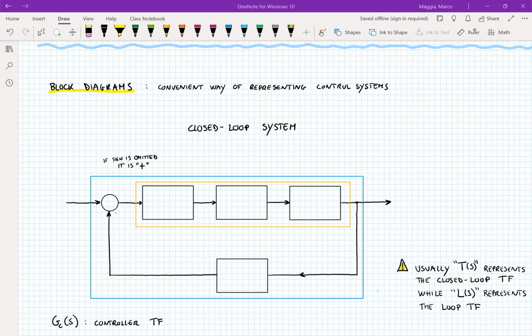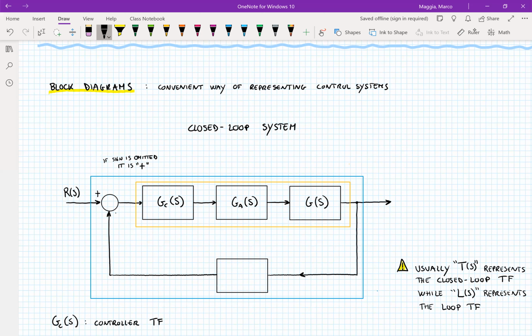So let's take a look here at this closed loop system. We have the most general way of representing the closed loop system, giving an input. So this will feed the sum junction with the plus, and then going to the right, we're going to find the controller, whose transfer function is GC of S. Then we have the actuator, whose transfer function is GA of S, and then finally, the process G of S.